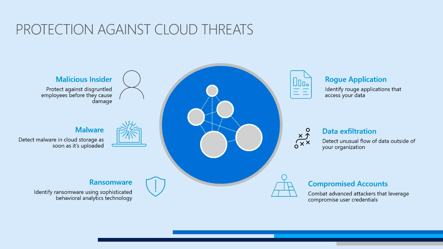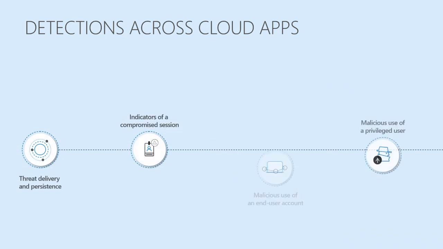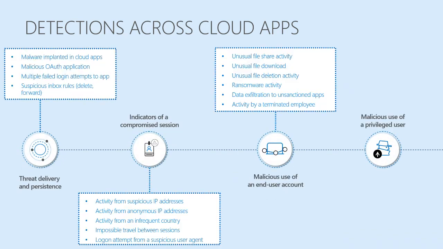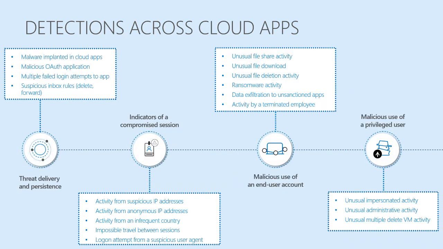We have that particular insight into the picture. Now, being said that, the detection across cloud apps, let me bring them quickly. Rather than going one by one, for threat delivery, we can detect unauthorized or failed login attempts to the authorized apps, and then malicious OAuth applications. We can categorize them and then block them.